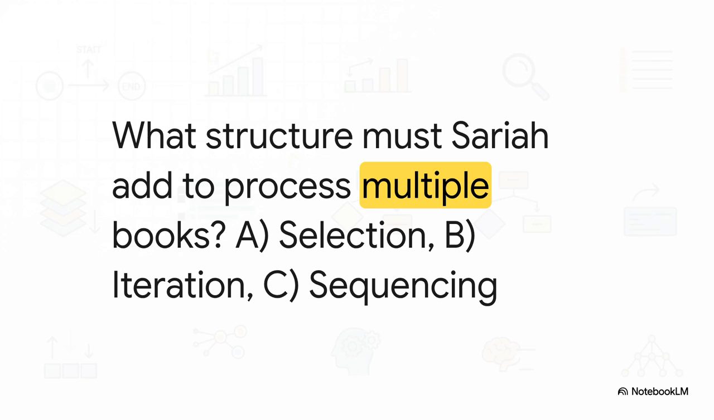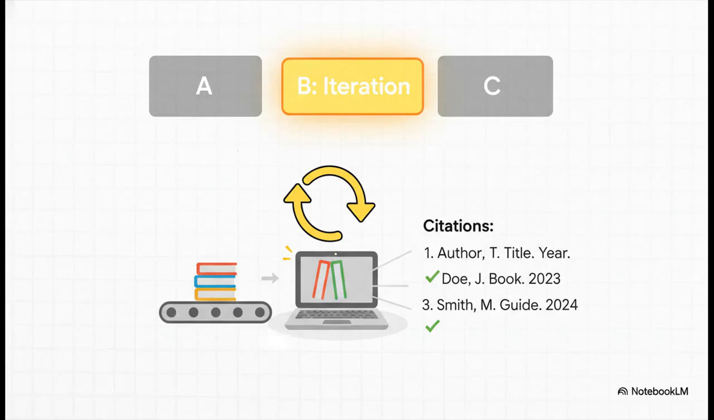So here's the question for you. Which of our three building blocks does Soraya need to add to her algorithm so it works on her whole list of books? Is it A, selection, B, iteration, or C, sequencing? Go on, take a second to think about it. And the answer is B, iteration. That's right. To solve her problem, Soraya needs to repeat that citation process for every single book on her list. And repeating something over and over, that's exactly what a loop or iteration is for.